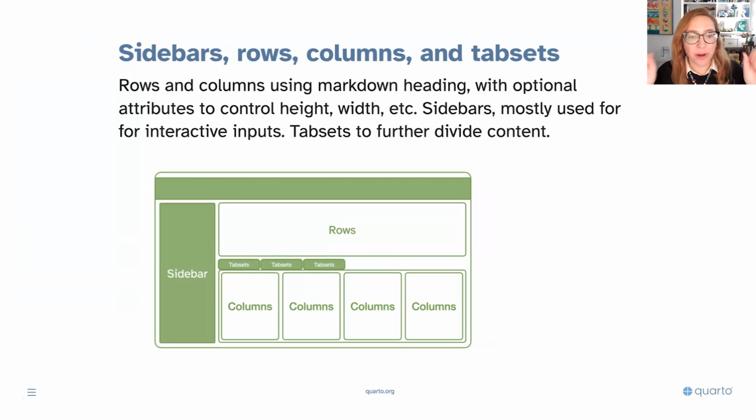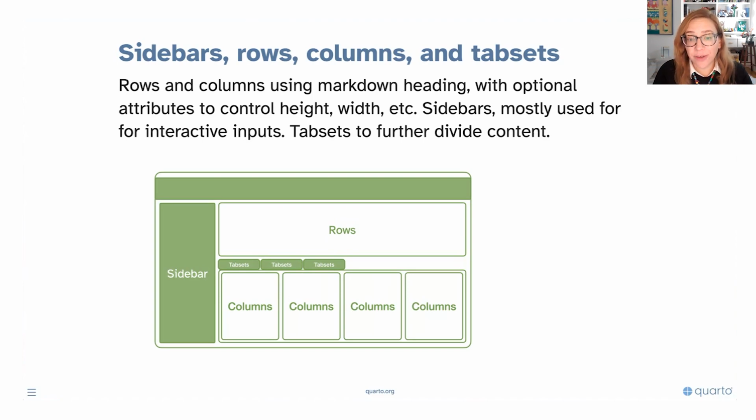After our navigation bar on top, we can add further content into the dashboard. We do this in rows and columns. We do those with markdown headings, and we can add optional attributes to control the height of your rows or the width of your columns. Sidebars are mostly used for interactive input. So if you have an interactive dashboard, that's where some of your widgets that your users can interact with can go. But they can also be useful for overall information about your dashboard or drawing the attention of your audience to a particular part of your dashboard as well.